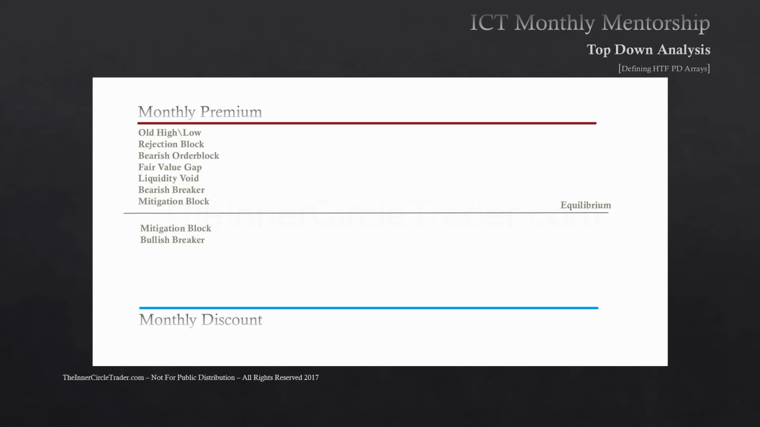Their importance is, again, listed from equilibrium, the expected order of how they're going to be in the price action in the form of a discount. The first one you would anticipate seeing is a mitigation block, bullishly, then a bullish breaker, then a liquidity void.